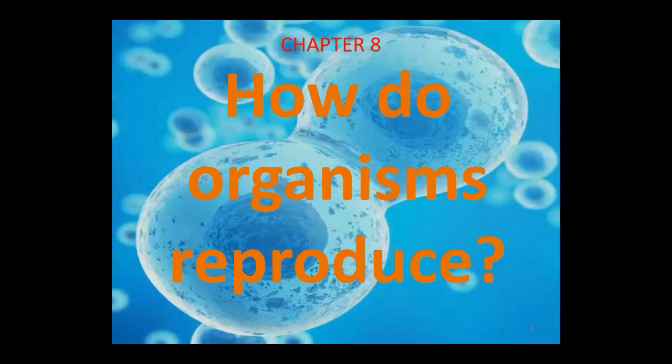Today I am going to start chapter 8, How do organisms reproduce? It is one of the important lessons. Students, if you remember, in the beginning I told you about the life processes, the 6 important characteristics of living things like respiration, nutrition, locomotion, sensation, growth, and reproduction.